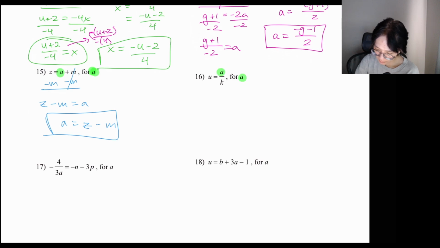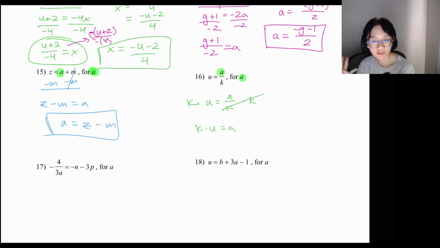Here we're solving for a. a is up top already. So u equals a divided by k. What else is here? It's being divided by k. So I'm going to multiply both sides by k. Those cancel. k times u equals a. Math conventions: a equals, and for variables being multiplied, you just keep them in alphabetical order. So ku.